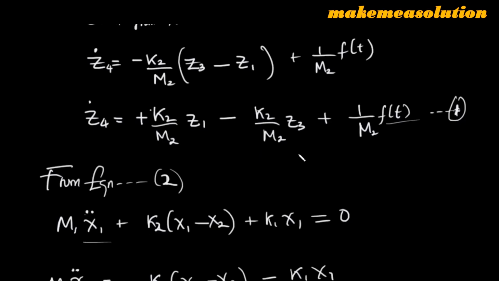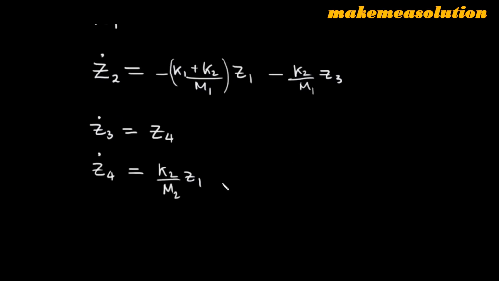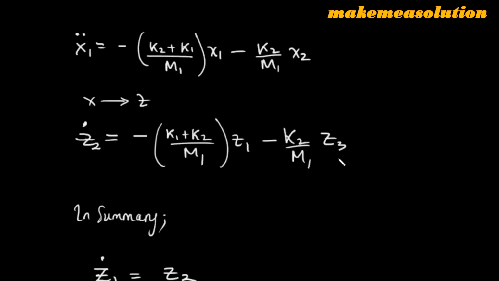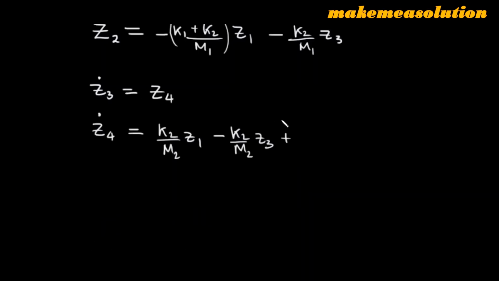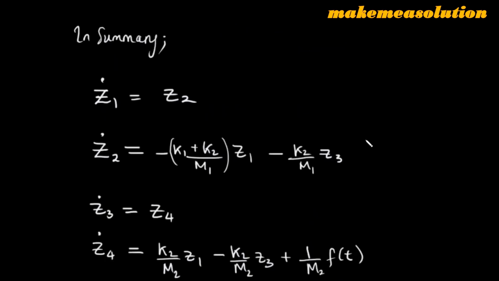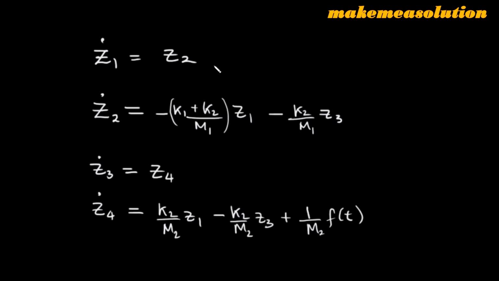Okay, and minus k2 over m2 z3, plus 1 over m2 f of t. So this is the summary of our system. We can now convert this system into the matrix as follows.